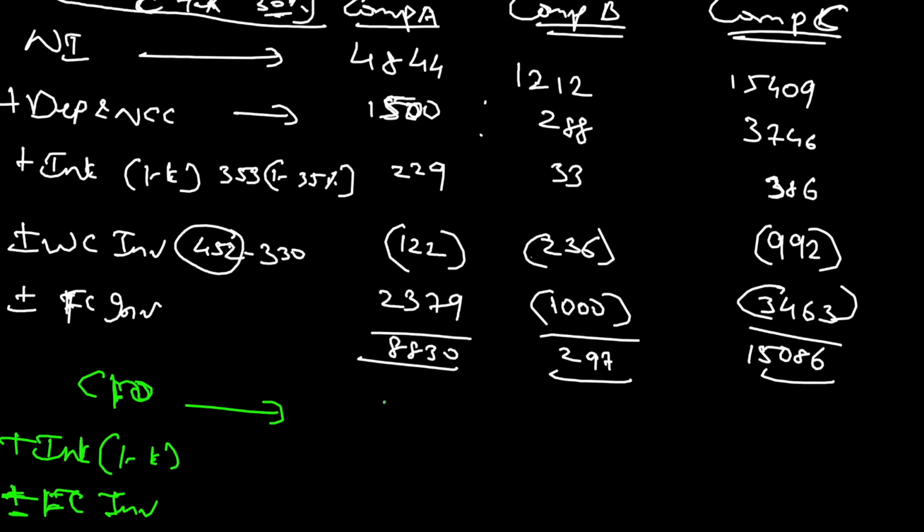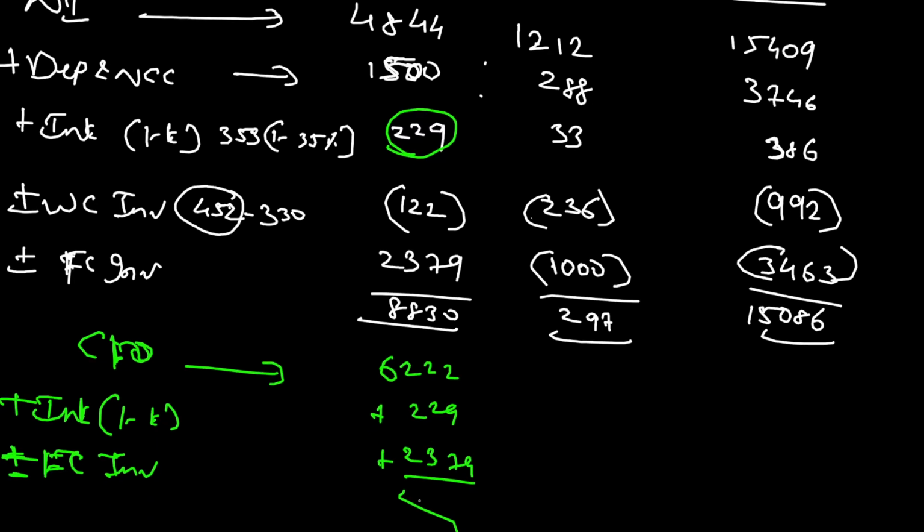6,222. Then interest into 1 minus tax, you can get it from here, 229 added. Then fixed capital investments, it is in plus form. Okay, so again I will write plus 2379. So you calculate, it should come to 8830, which will match with this number.